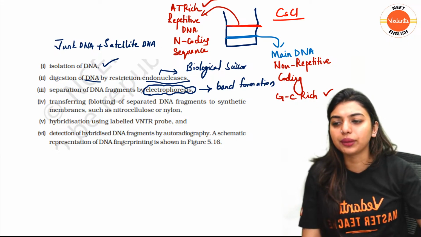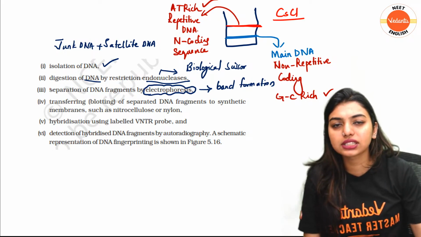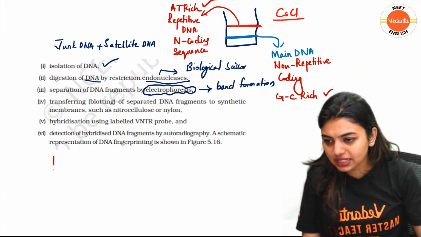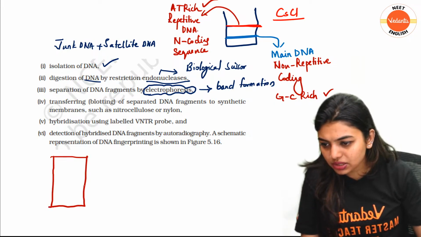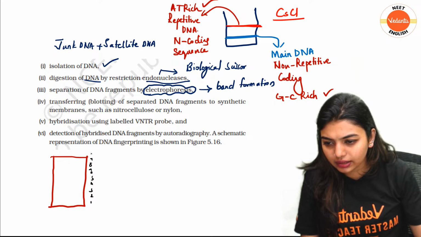Okay, continue. Now students, look here. Digestion of DNA by restriction endonuclease is for chopping whatever we need. Then separation of DNA fragments. That is basically like this, students. This is your gel electrophoresis. Some numbers will be given, say 1 to 11. Let's write as of now: 1, 2, 3, 4, 5, 6, 7, 8, 9, 10, 11.